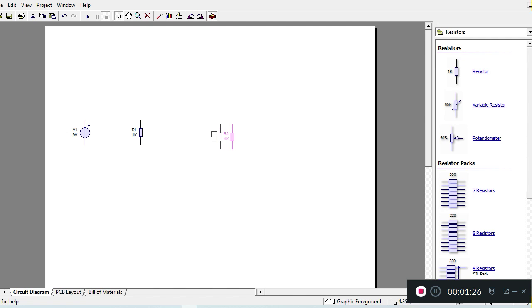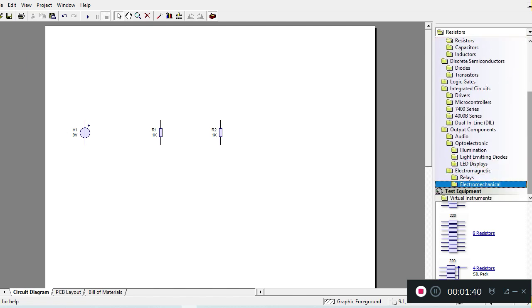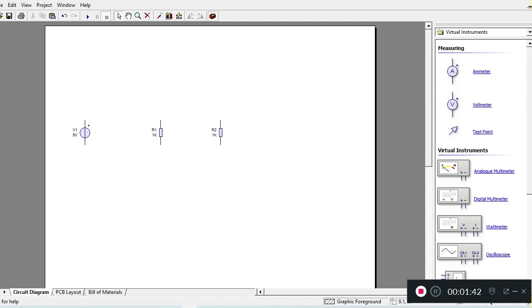So now, apart from the resistors, I'm going to need an ammeter. So I'll also select my ammeter. Ammeter is an instrument. So come here, choose virtual instrument, and then select ammeter. Just click on it, drag it, and then you drop it. I'm going to need about 3 of it, so I just copy it, and then I paste it at the right position that I'm going to need it.